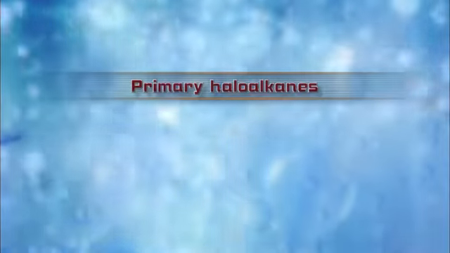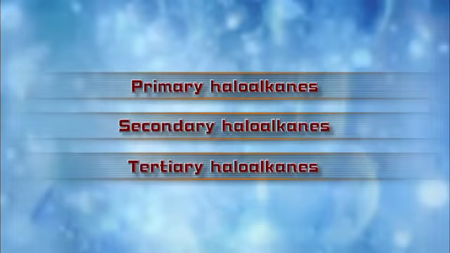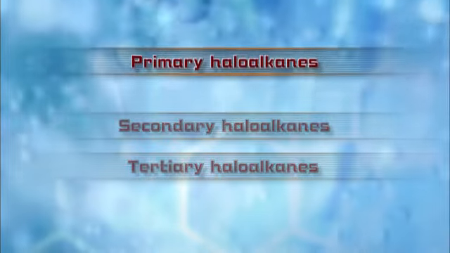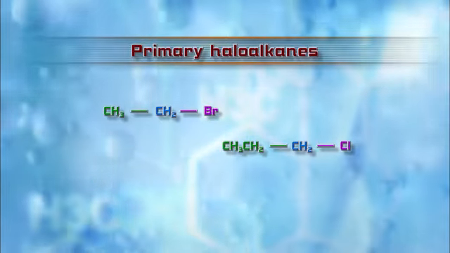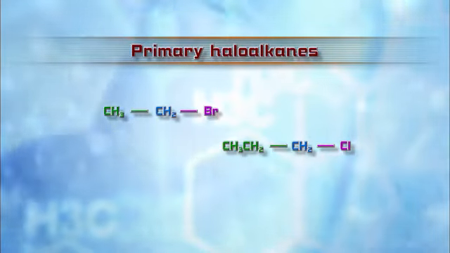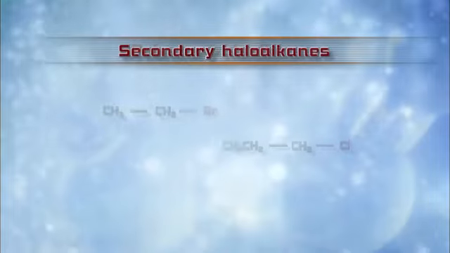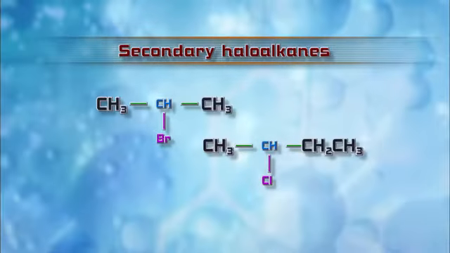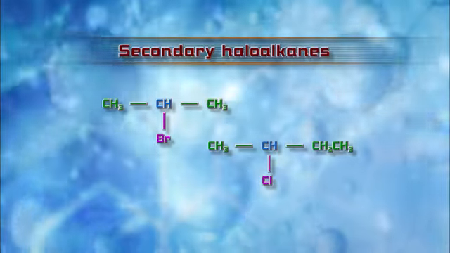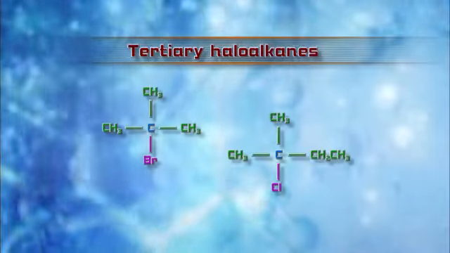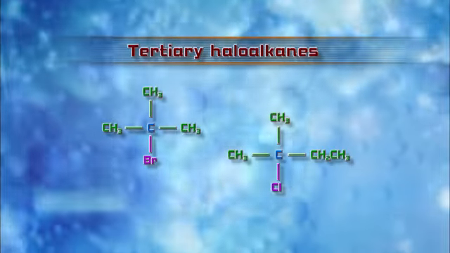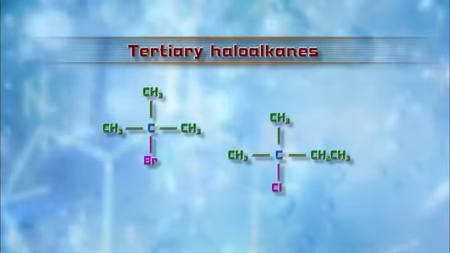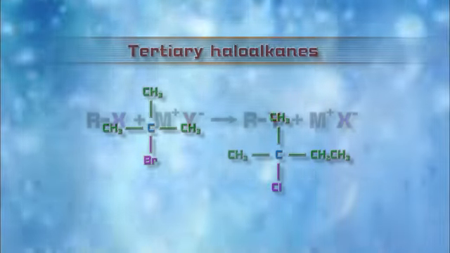Haloalkanes can be classified into primary, secondary, and tertiary haloalkanes. Here are some examples. In primary haloalkanes, the carbon carrying the halogen atom is only attached to one alkyl group. In secondary haloalkanes, the carbon holding the halogen is attached directly to 2 alkyl groups, which may be the same or different. In tertiary haloalkanes, the carbon atom holding the halogen is attached directly to 3 alkyl groups, which may be any combination of same or different.